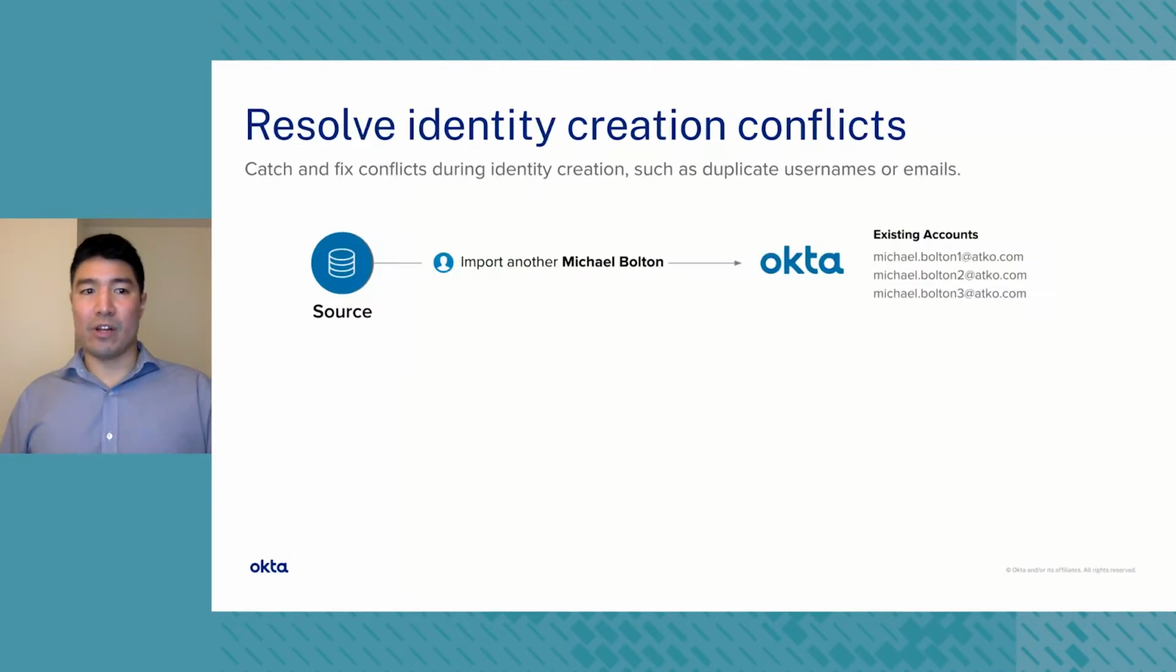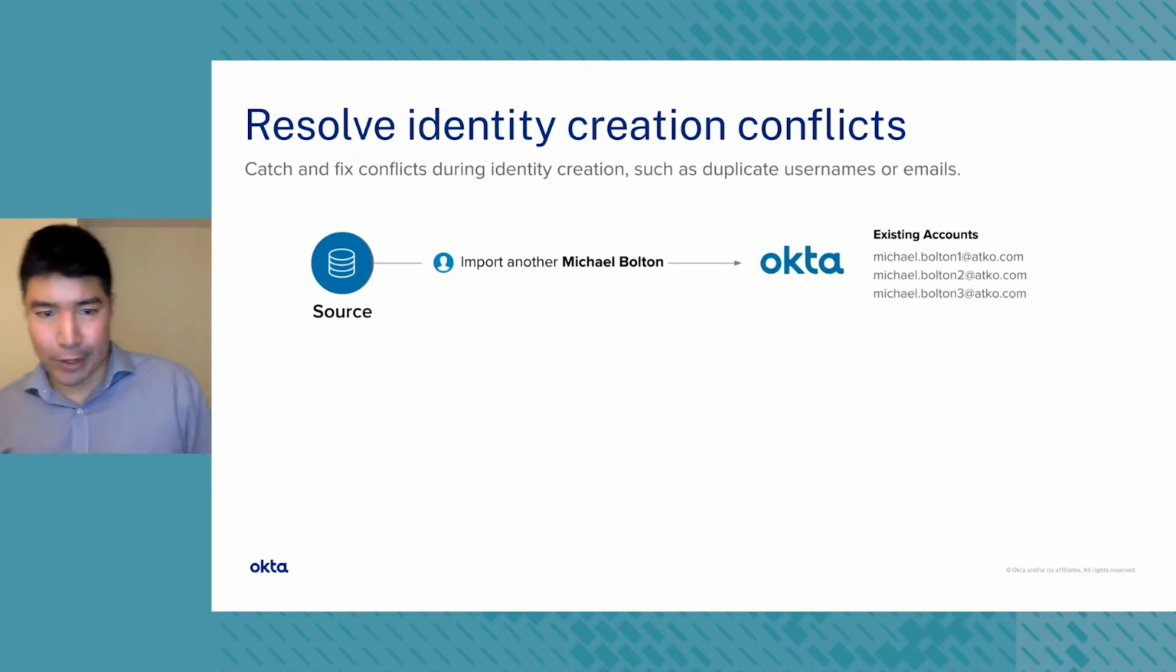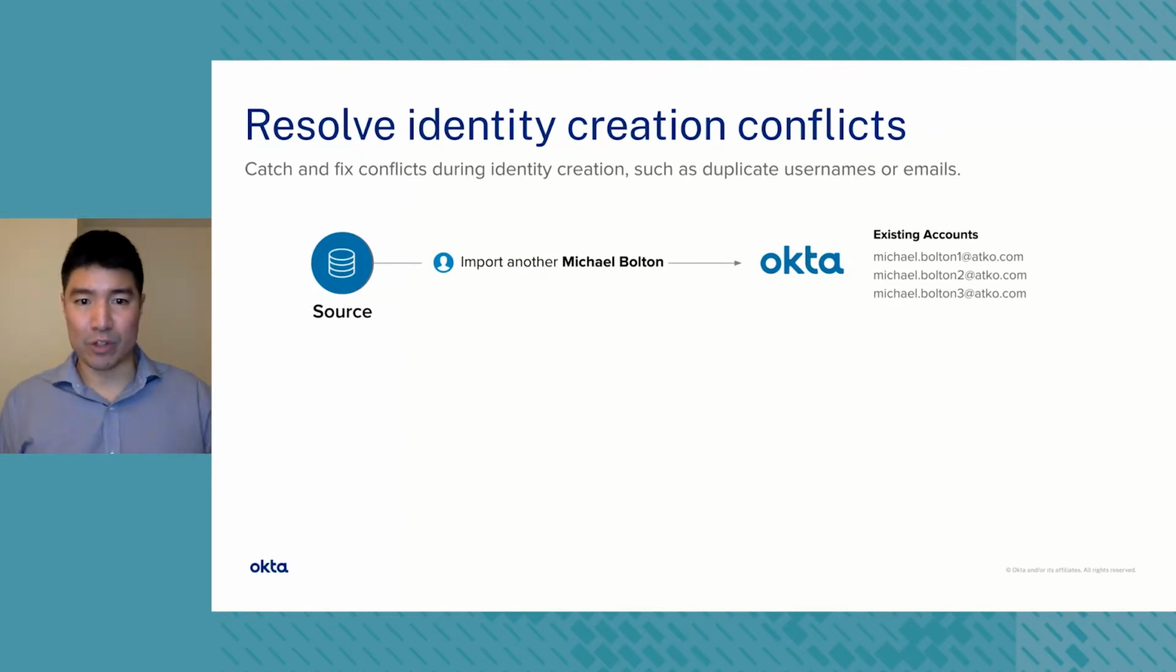The third use case is all about resolving identity creation conflicts. Let's say you have a source of truth, like an HR system, you're importing new users, and then you realize, oh wait, I have Michael Bolton that already exists in my organization. In fact, I have 3 of them. How do I create a username or an email address that does not conflict?